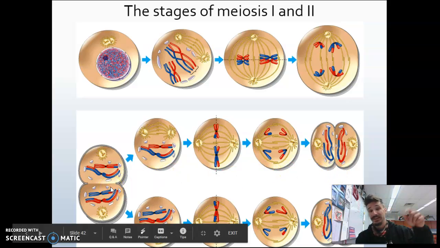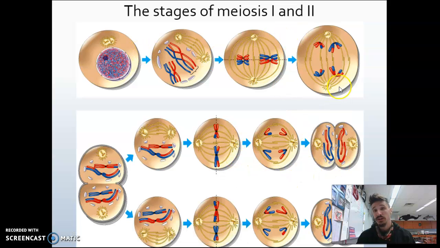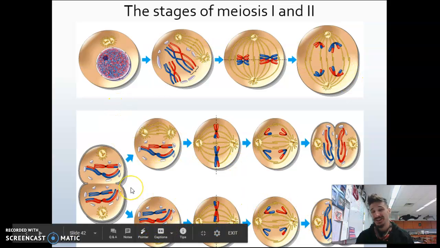Okay, and we'll get into this a little later, but I leave you with this to look at. This is meiosis 1, meiosis 2. You should realize that if you look at the internal contents of the cell in each one of these steps, it looks hyper similar to mitosis because it is.